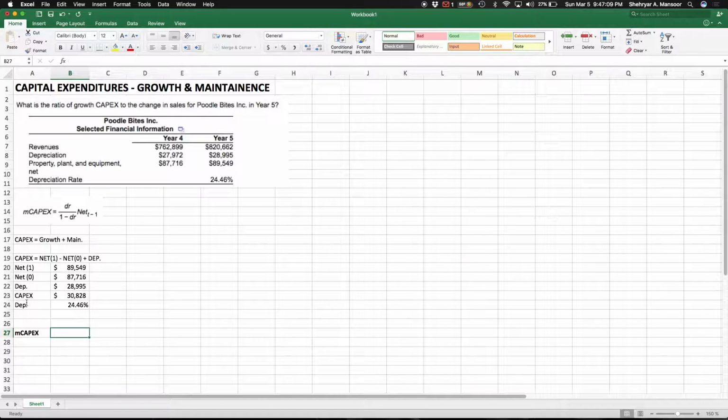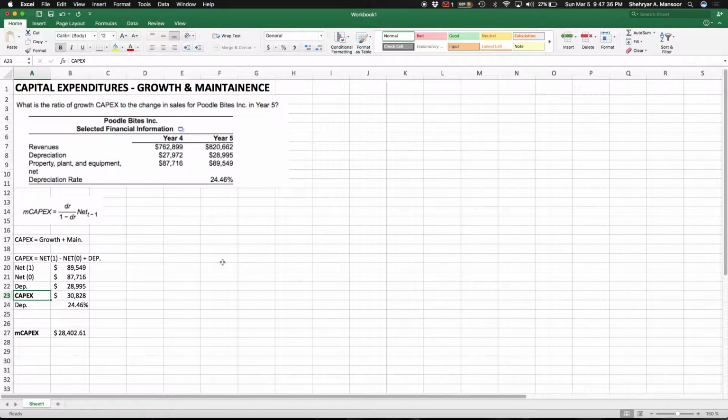Okay, so basically now all we have to do is just follow the formula right above here. So it's the depreciation rate, which is 24.46%, divided by 1 minus the depreciation rate, times the net property, plant, and equipment in year t minus 1. So that would be year 0 for us. Do that and you get 28,402.